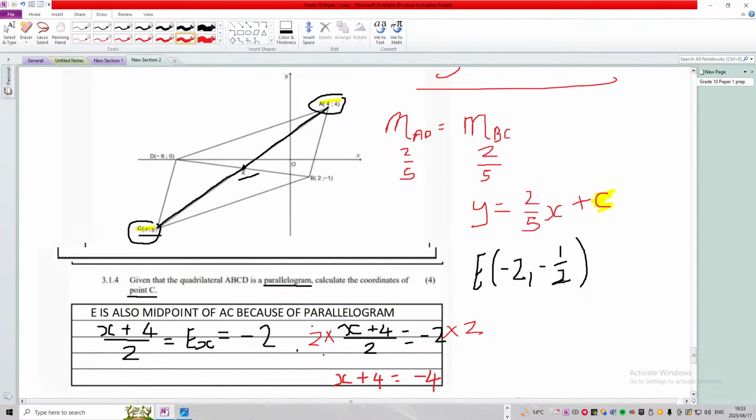Can't you just look at the difference of the x and the y coordinates of points A and D? Don't talk when teacher's explaining. It's fine. Yeah, I do not understand.